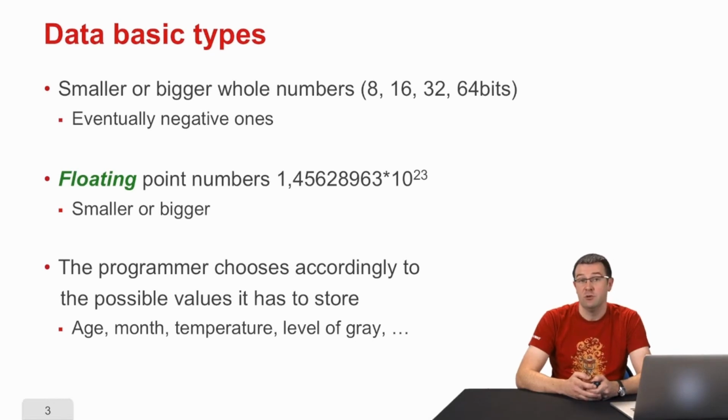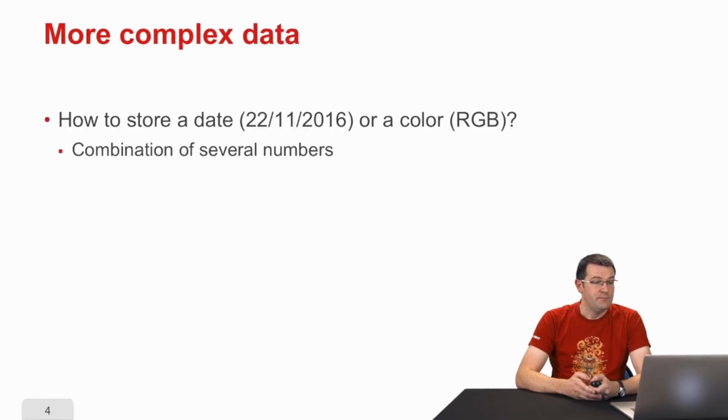The programmer checks what data it has to store and chooses the type of data accordingly. So, if it has to store an age, for example, which is between 0 and 100, it will use a whole number, a positive one, stored on a rather low number of bits. On the other hand, if it has to store temperatures, it will choose a floating number, without much precision, as temperatures don't have to be indicated on a wide range of values. For a level of gray, as seen previously, it will approach 8 bits, rather small whole numbers.